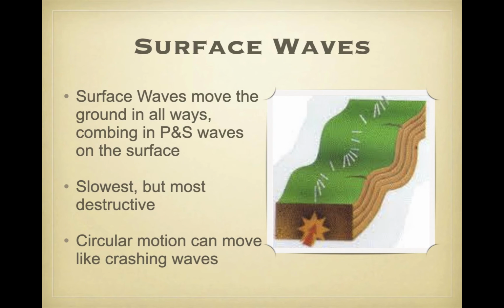And the last type of seismic wave is surface waves. Surface waves move the ground in all ways, combining P and S waves on the surface. Slowest but most destructive, and the circular motion can move like crashing waves. I don't have a cool animation like this, but imagine you've got your P waves, compression and push-pull, and then you've got this side-to-side or up and down. And really what happens is you've got this kind of circular crashing. It moves back and then forward, or it moves back, up, forward, and down.